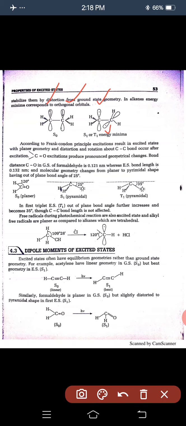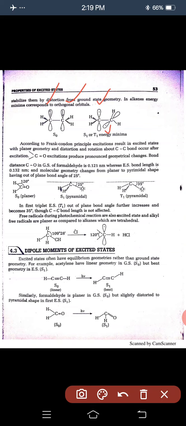The C-O bond distance in the ground state of formaldehyde is 0.121 nanometer, whereas the excited state bond length is 0.132 nanometer. And the molecular geometry changes from planar to pyramidal shape, having an out of plane bond angle of 25 degree.